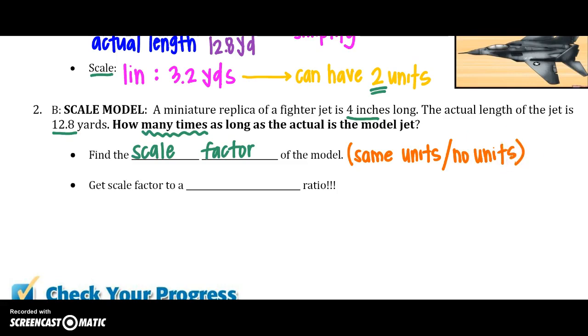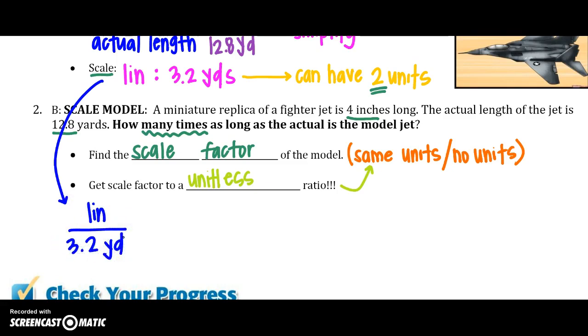So to get the scale factor to a unitless ratio, that's what that means. Alright, so we need to get our scale, what we just had. We already used it. So 1 inch is to 3.2 yards. And to get unitless, we are going to have to convert. So we have to know how many yards. If yards are on the bottom, I need to put yards on top. Inches, I need to put inches on the bottom. You could do yards to feet, feet to inches, whatever you want.